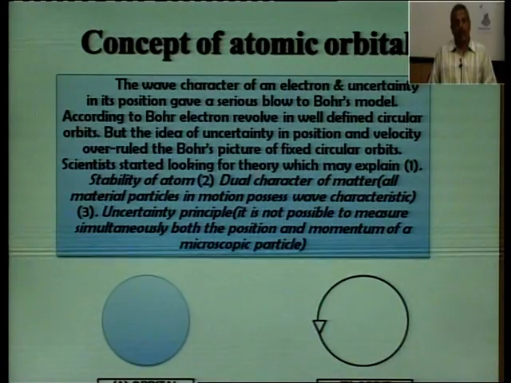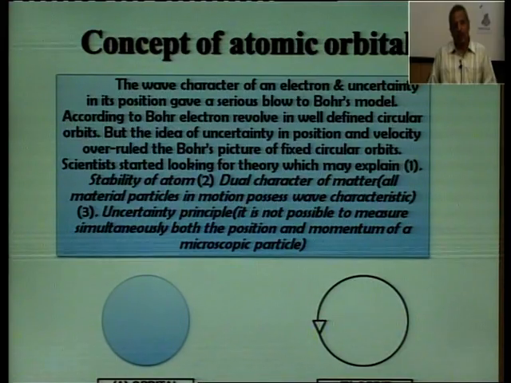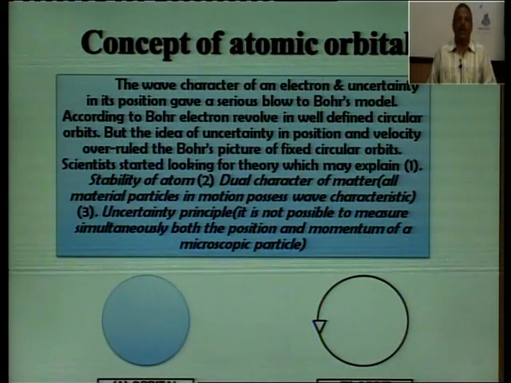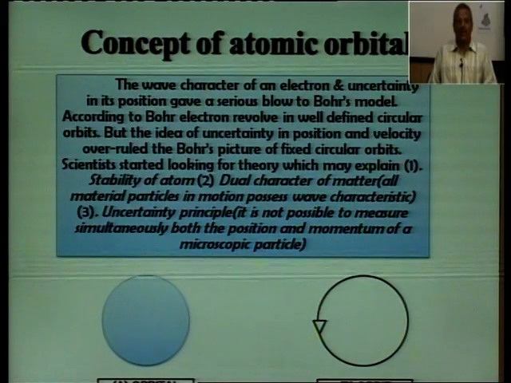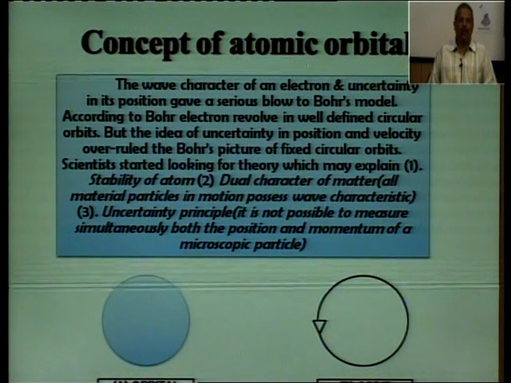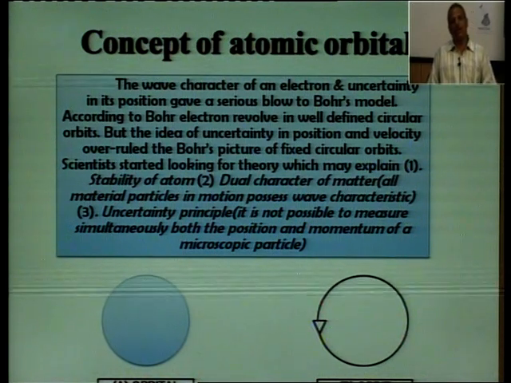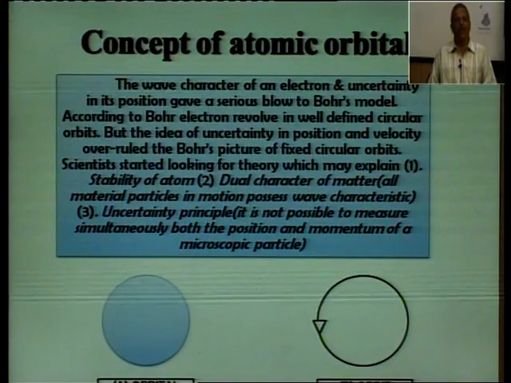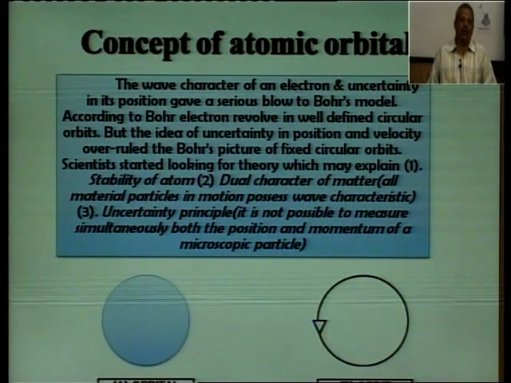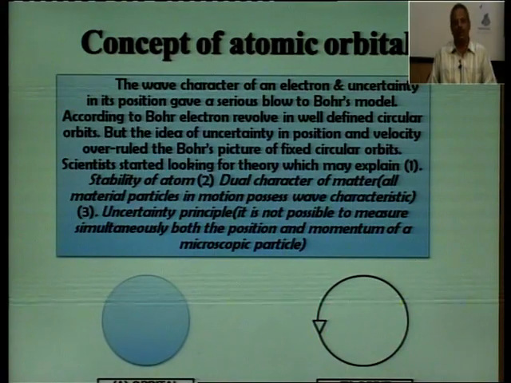So, from the quantum mechanical model of an atom, the atomic orbital concept arises. The wave character of an electron and uncertainty in its position gave a serious blow to Bohr's model. According to Bohr, electrons revolve in well defined circular orbits, but the idea of uncertainty in position and velocity overruled Bohr's picture of fixed circular orbits.